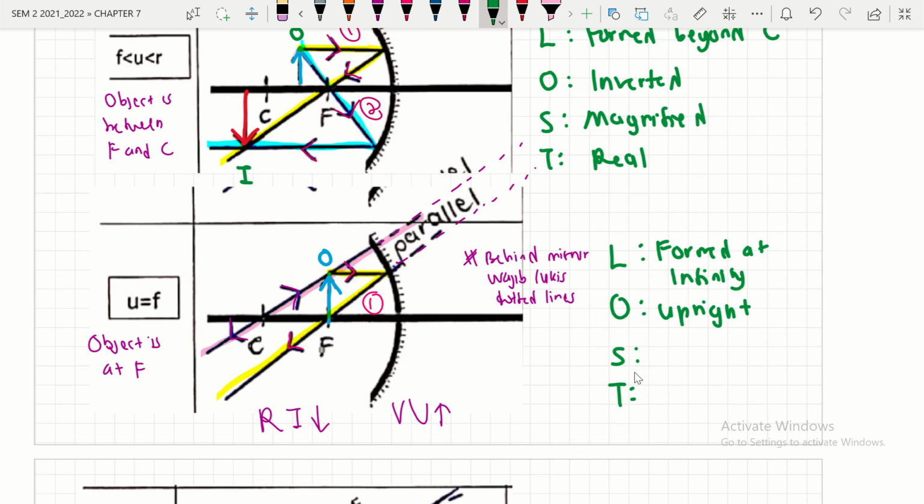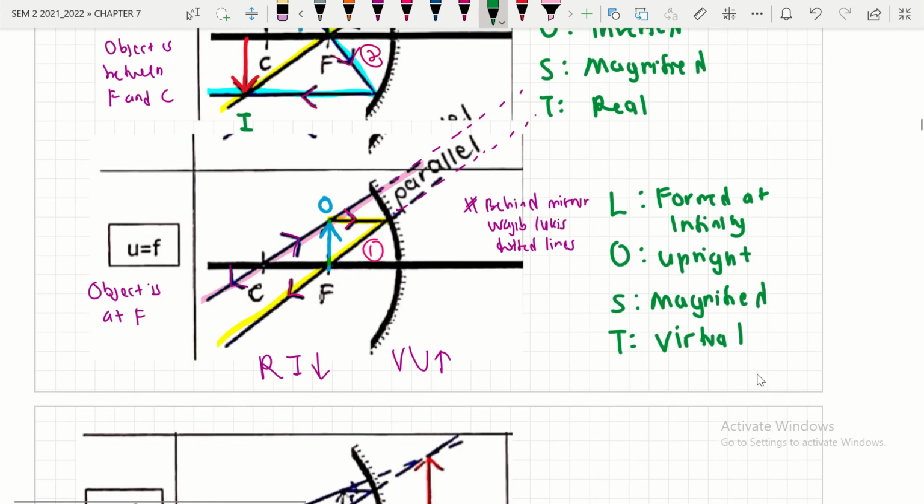What about the size of the image? So, dia form dekat infinity. Okay, imagine infinity is somewhere far away. So, bila dia form dekat infinity, dia adalah magnified. What about the type of image? Type of image dia adalah virtual. Why? Sebab dia form behind mirror. Itu adalah untuk U equals to F.